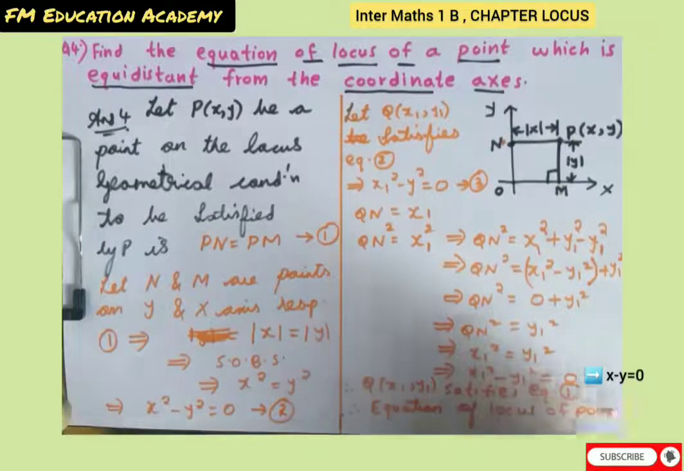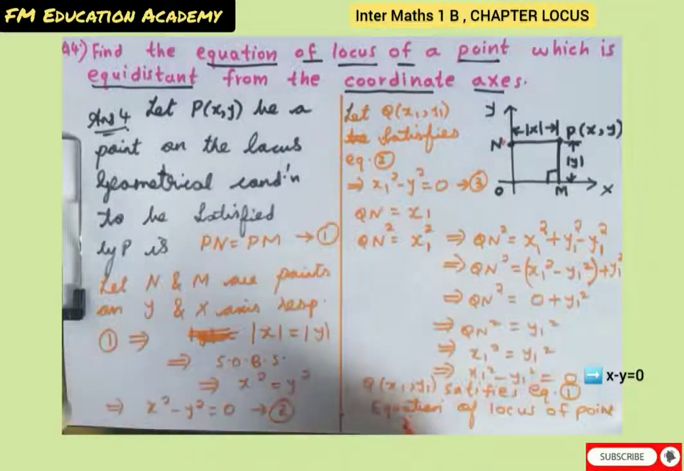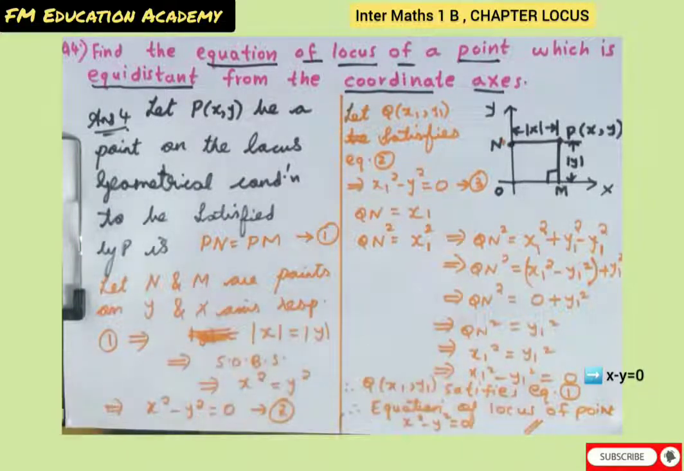what was the equation of the locus of the point we had? x square minus y square is equal to 0. So x square minus y square is equal to 0. Hope you have understood. Please continue watching the video till the end, because at the end of the video I am going to give you a tip.